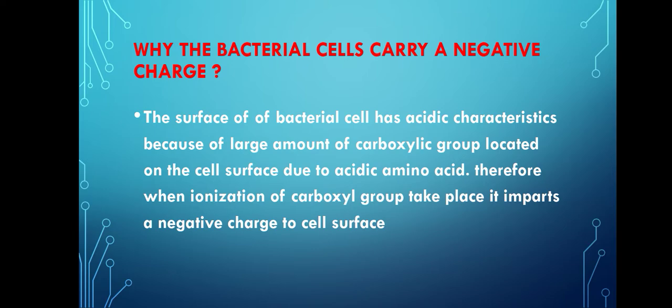But the question arises, why do bacterial cells carry a negative charge? The bacterial cells carry a negative charge because of a large amount of carboxylic groups located on the cell surfaces, due to the acidic amino acids. Therefore, when ionization of the carboxyl group takes place, it imparts a negative charge to the cell surface.